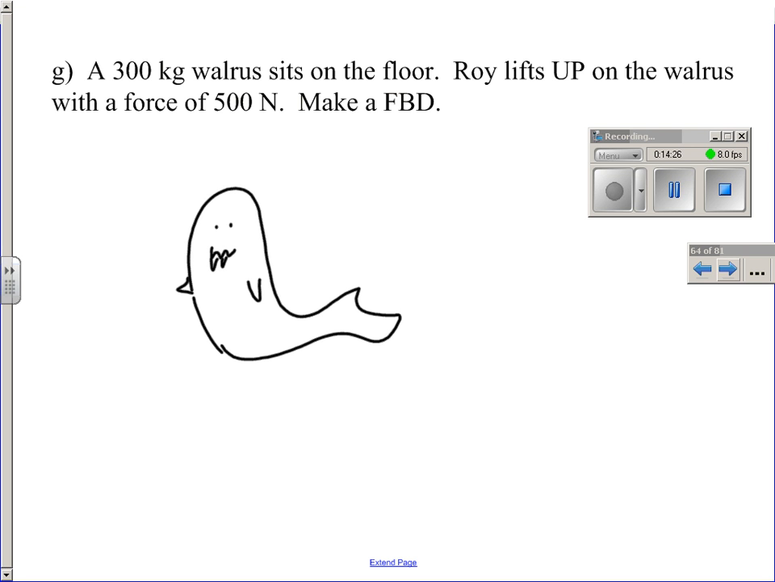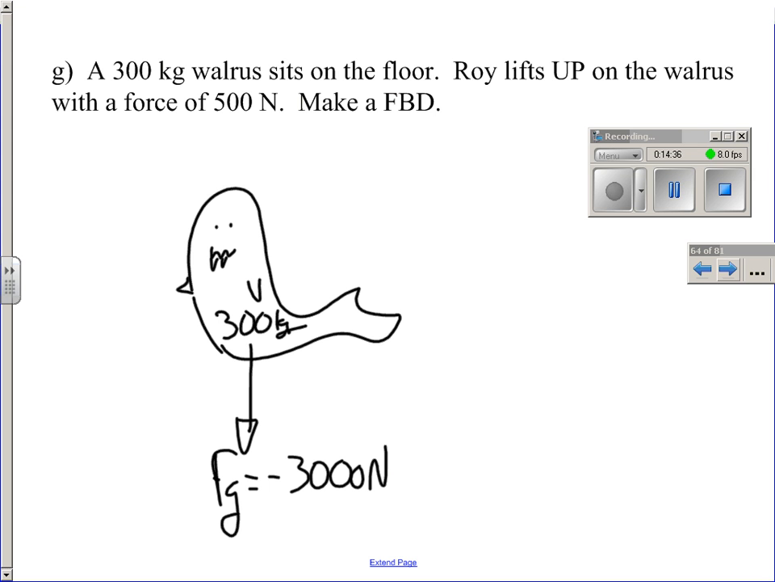All right, so we've got a 300 kilogram walrus. Write down your mass. Put in your force of gravity. This one is super important, so I am going to go over my 15 minutes. Please make sure that you get this last example down. This will be the last one. Okay, so gravity's pulling the walrus down with a force of 3,000 newtons. Roy is going to try to lift the walrus.